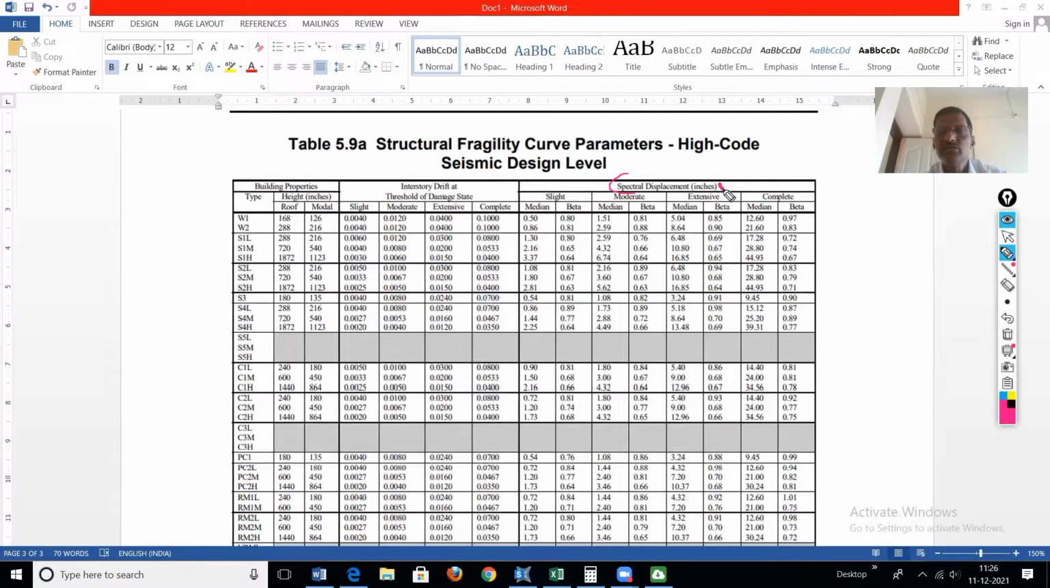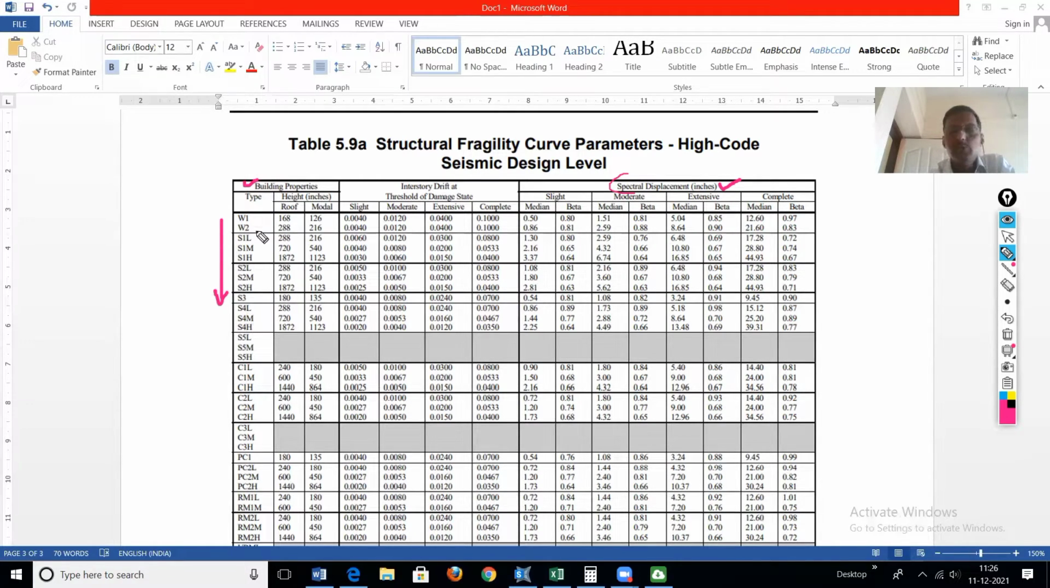So these are given in inches. Remember, these are given in inches. Okay. Now, the first column is building properties. So different types of buildings are explained in this particular manual.